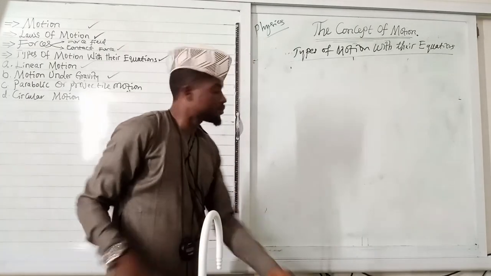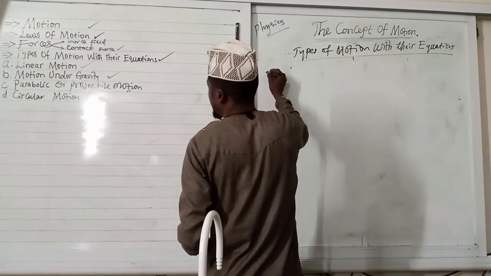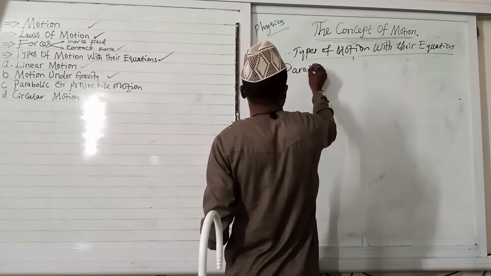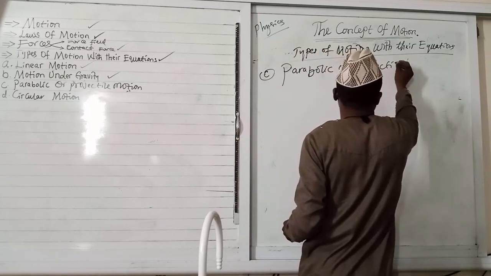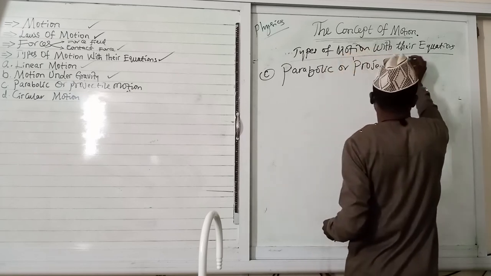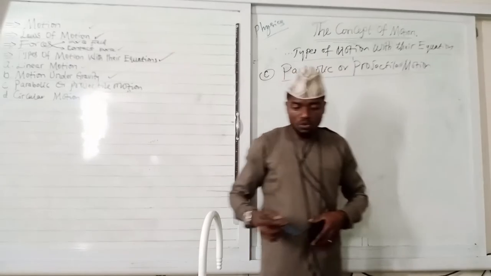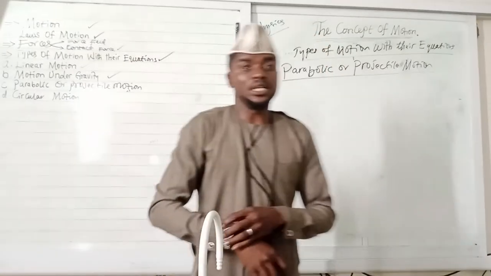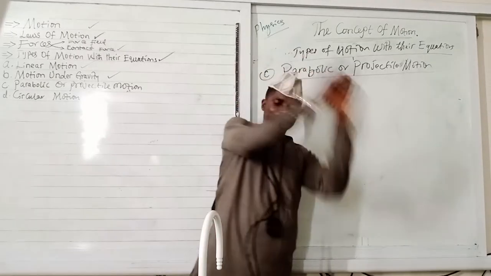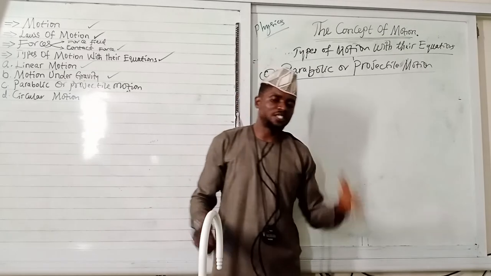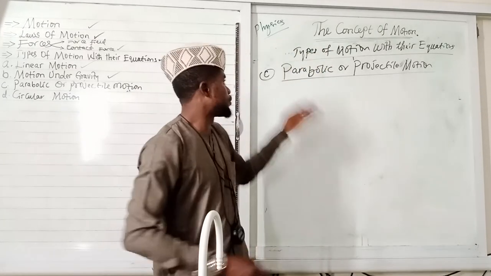So the next line of action, parabolic motion or projectile motion. Let's write, that is point C. Parabolic or projectile motion. The examiners may ask you, so as this force acts on an object, it also causes the object to move in a parabolic manner. You saw what I did, like this. When you are playing your tennis ball, you are practicing projectile motion. Basketball, volleyball, football, you are practicing projectile motion.